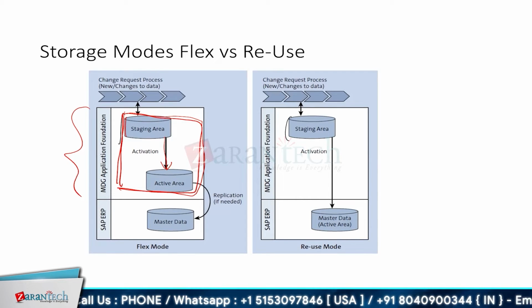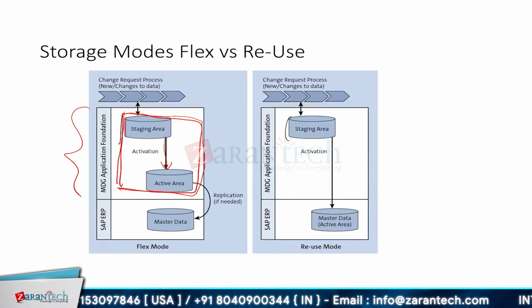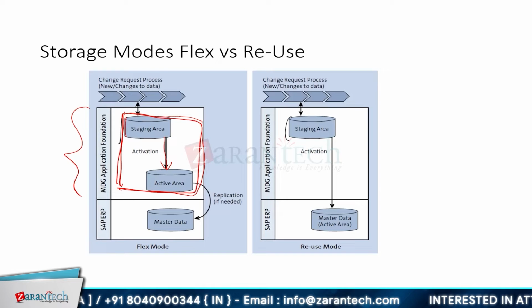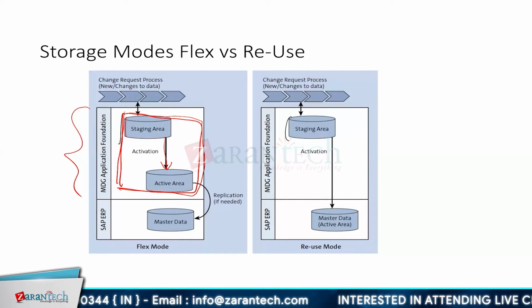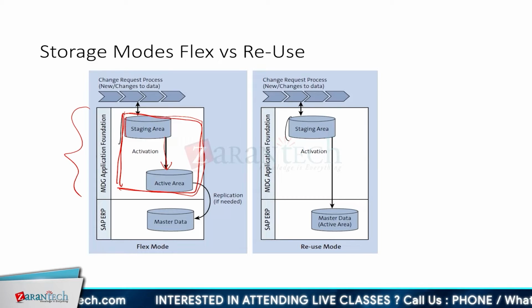So we will have either staging table or active table. It's a single table only, but the record status will change from inactive to active. That's it. 0 to 1 or 1 to 0.